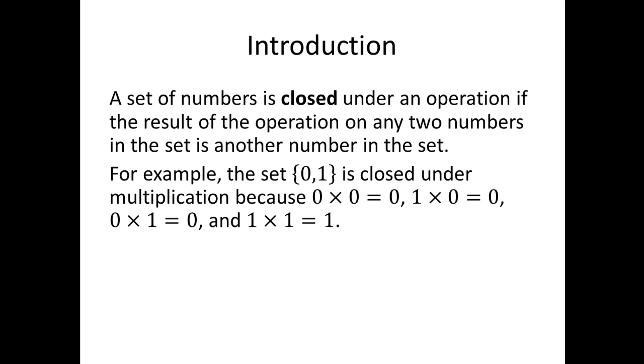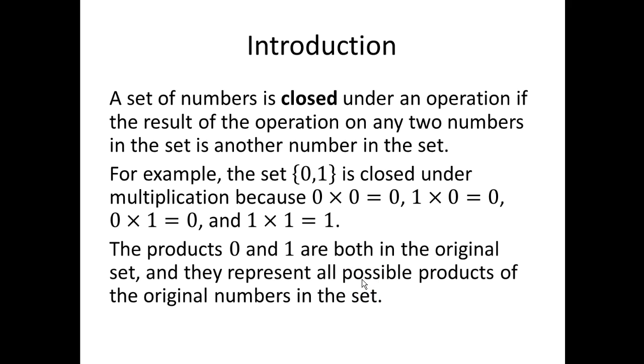Because 0 times 0 is 0, which is in the set. 1 times 0 is 0, which is in the set. 0 times 1 is 0, which is also in the set. And 1 times 1 is 1, which is in the original set. Okay? So basically what this means, the reason why this set of 0 and 1 is closed is because if I take any two of these numbers and apply the operation of multiplication to them, I am stuck getting numbers that are still in the original set, 0 and 1.